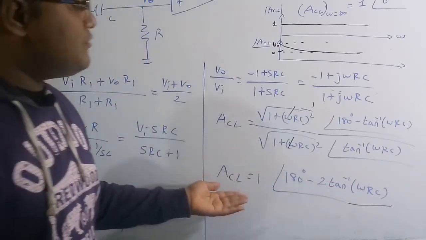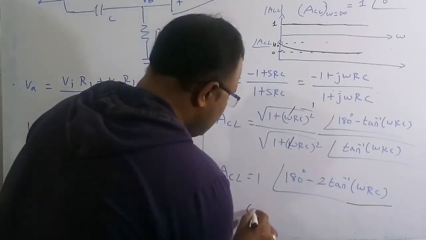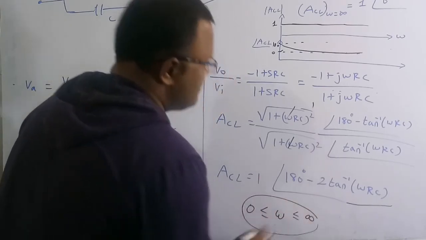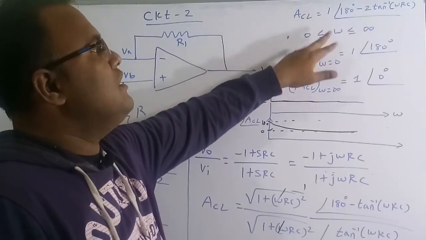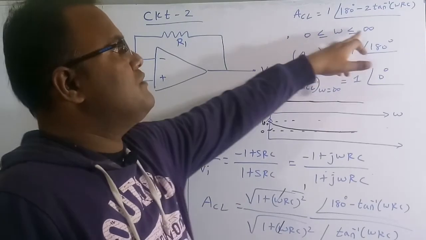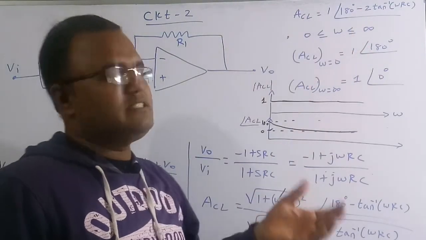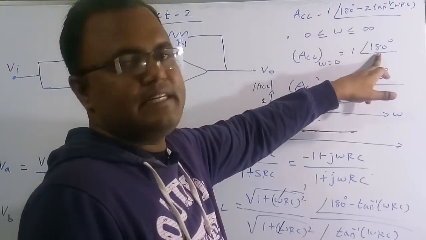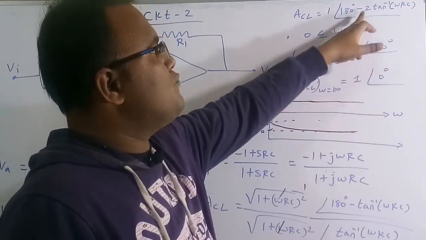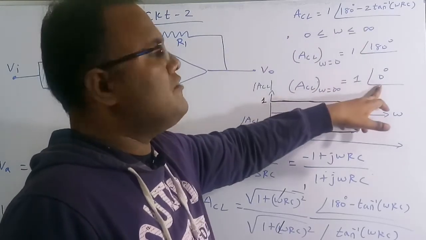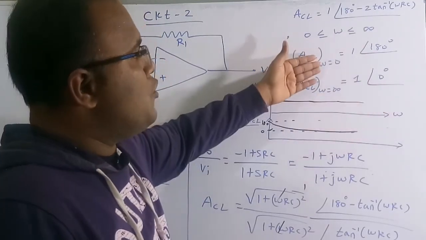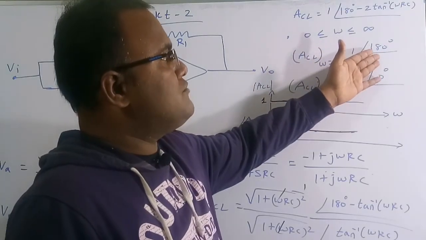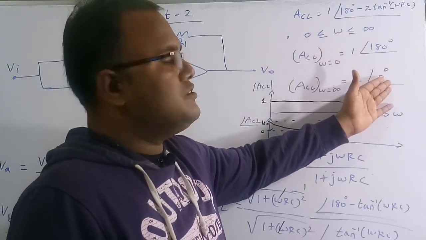Now the frequencies can be from 0 to infinity. Then I am going to see what the nature of the closed loop gain is for all these frequency ranges. So, for omega changing from 0 to infinity, I want to know the variation of ACL. When omega is equal to 0, if you substitute here, we get 1 at an angle of 180 degrees. But if you substitute omega equal to infinity, we get 1 at an angle of 0 degrees. So we can say when omega changes from 0 to infinity, the phase angle changes from plus 180 degrees to 0 degrees.